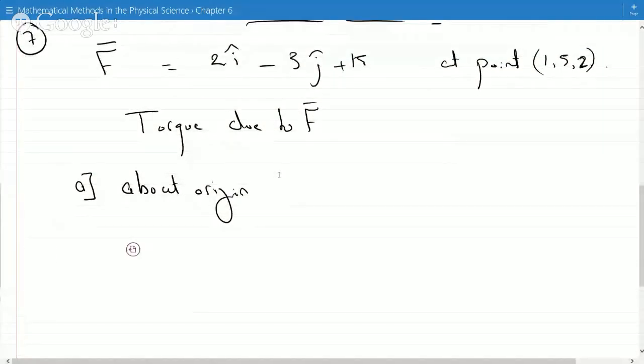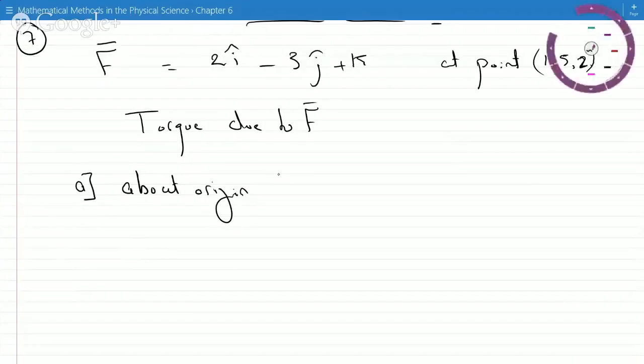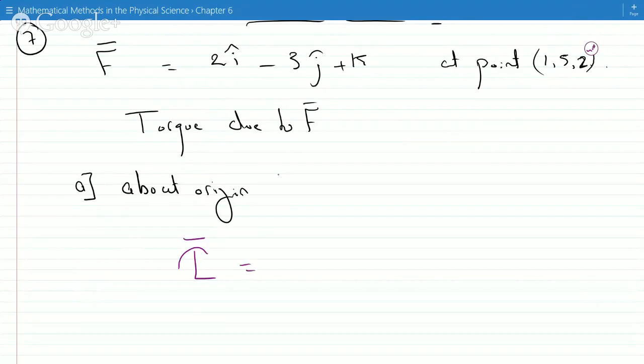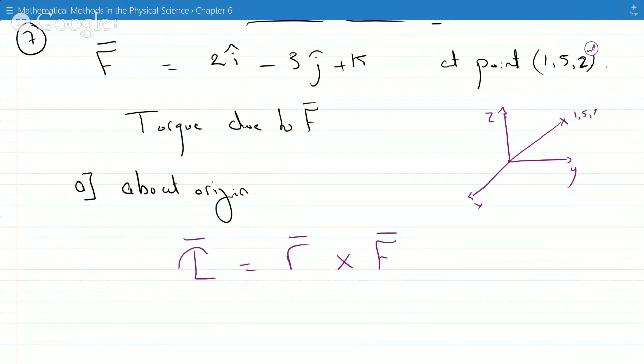So the torque due to a force, if you remember the formula in math or in physics, torque is r, the position vector, crossed with the force vector. And r is the position vector from the origin to the point x, y, z. So if the point 1, 5, 2 is somewhere here, this is your position vector.